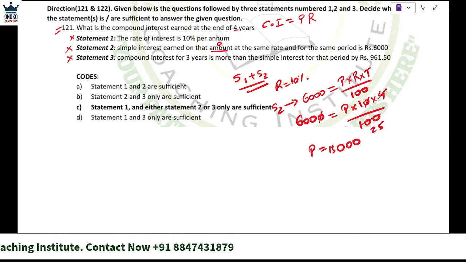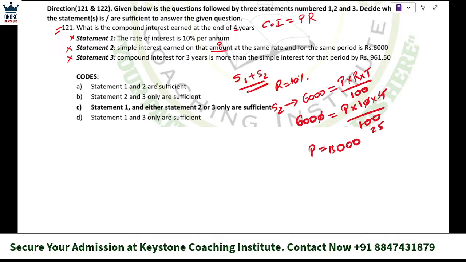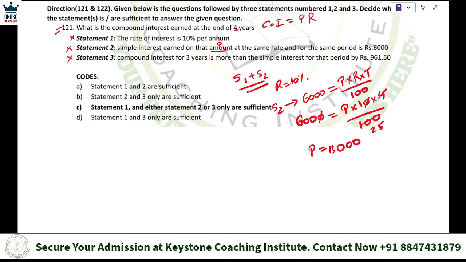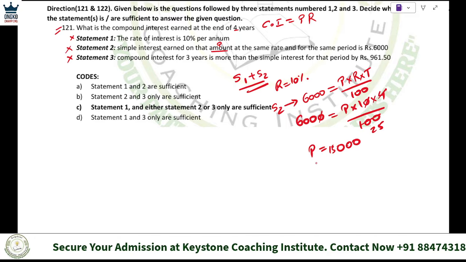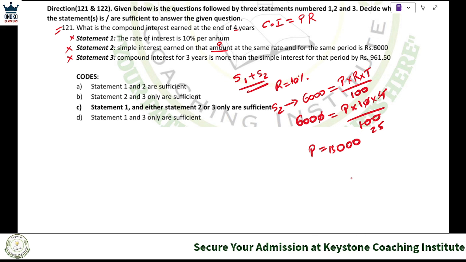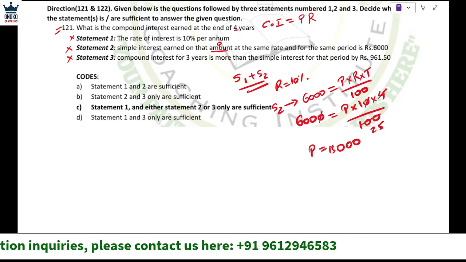Because the option is that statements 1 and 2 together are sufficient, there is no need to give a specific answer like 500 or 600 rupees for the compound interest. We only need to know there is a way to find the answer. Since we can find the principal, we can definitely find the compound interest.